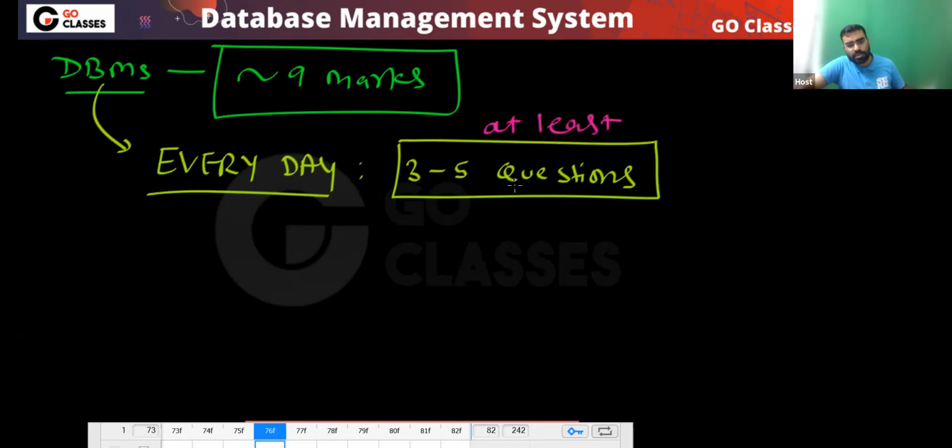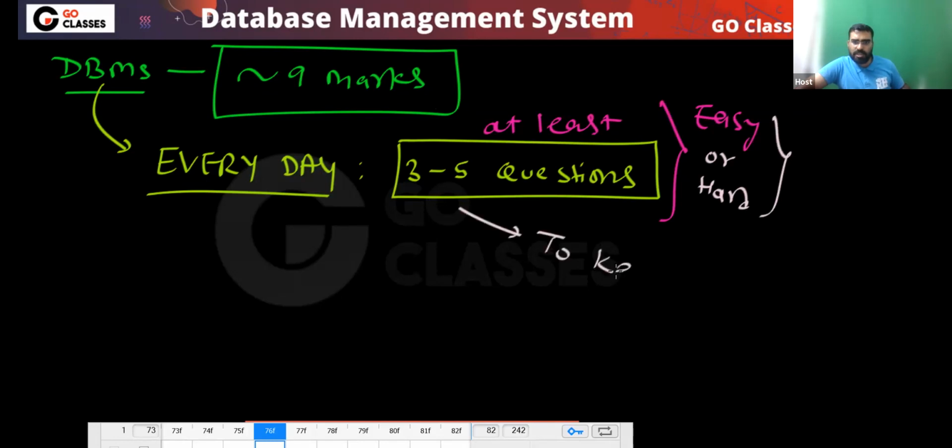Is this clear? Easy or hard does not matter. Only the question matters, so that the concept stays fresh in your mind. Easy or hard, whatever, but the concept should stay fresh in your mind. This is the purpose. The purpose is simple: to keep concepts fresh in mind. Is this clear? So this is the purpose. And every day you solve 3 to 5 questions.